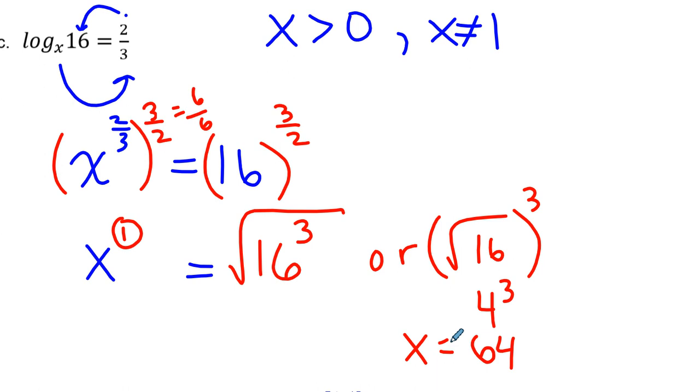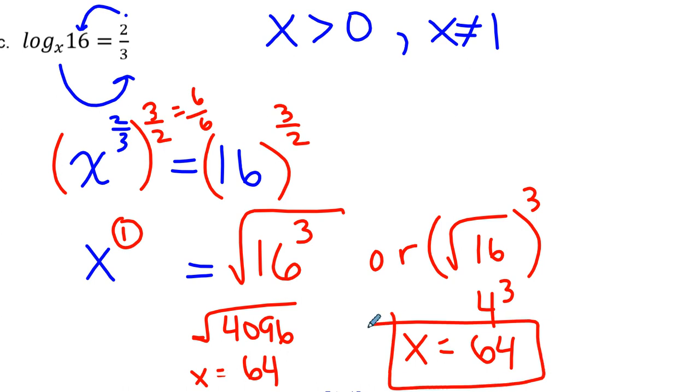You could do it that way, or you could just do 16 cubed, which is 4,096, and the square root of 4,096 is also 64. So whichever way you want to do it, you get the same answer. So x is equal to 64.